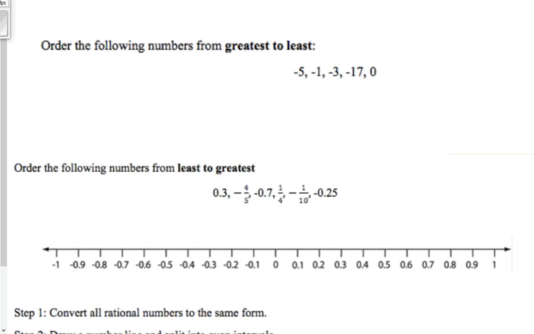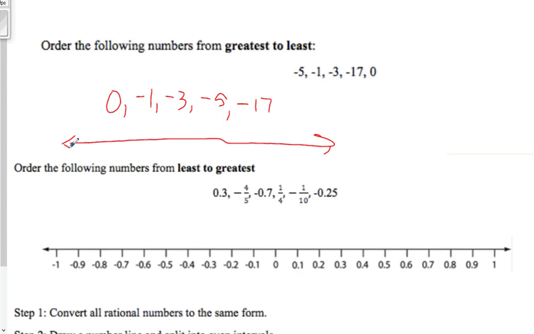All right, so order the following numbers from greatest to least. Remember that with negative numbers, the bigger the number, when it's negative, is the smaller the value. The greatest number here is going to be 0, and then -1, -3, -5, and -17. Because remember, if we were to put these on a number line, I have 0 here and I would have -17 here, this side is less and this side is more. And so 0 is the number furthest to the right, so that has the greatest value.